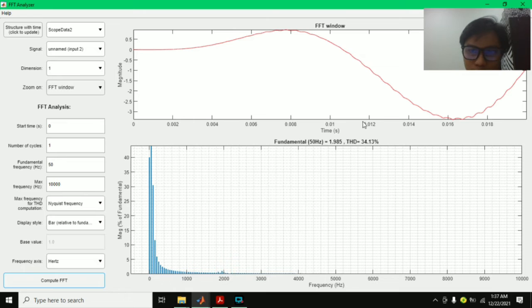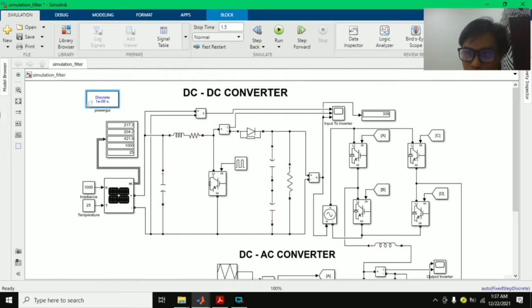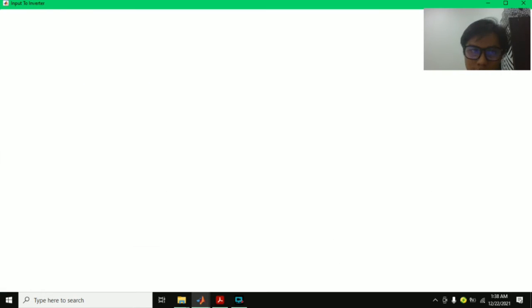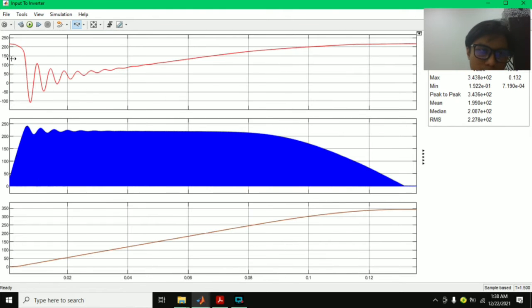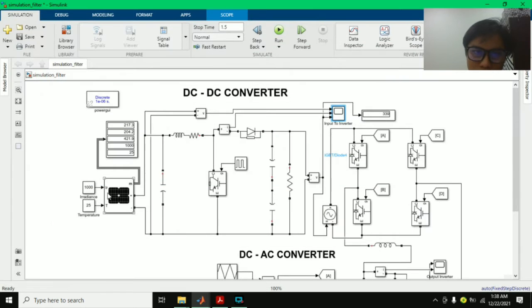So what we want to see is THD below 5%. This value is very high. So if you want to decrease the THD, you must first see the cause and the effect. So the cause is this wave: for the first 0.12 or 0.14 seconds, the voltage is increasing, which is the increasing voltage of the battery or source for the inverter.